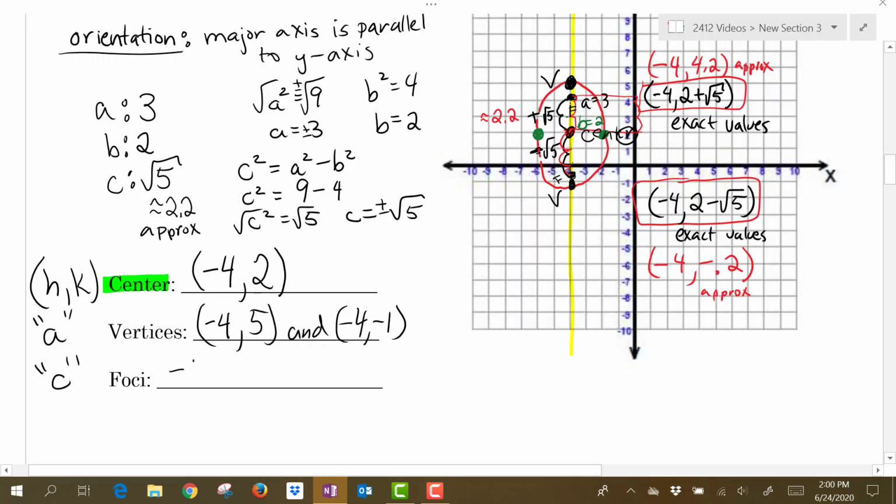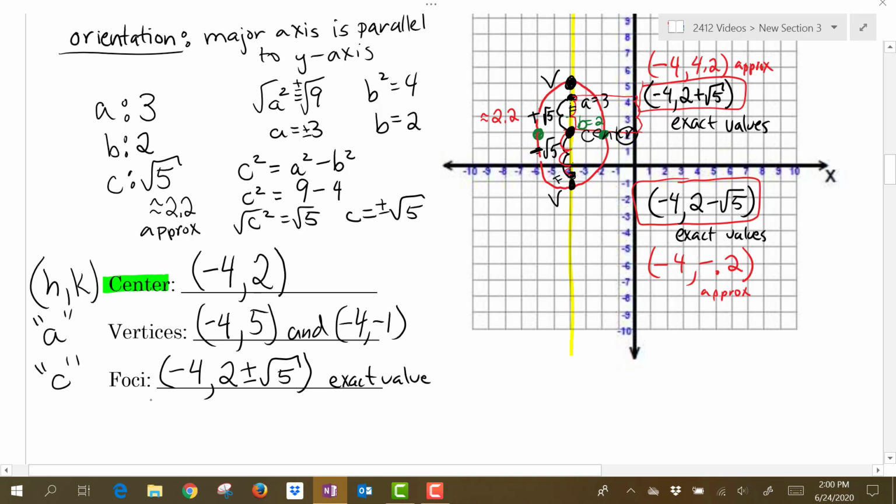Alright, so let's write down the foci. It's -4, and something that you're welcome to do is to write that the 2 points look almost the same. They're both 2 plus or minus the square root of 5. Alright, and that's the exact value that we're looking for.